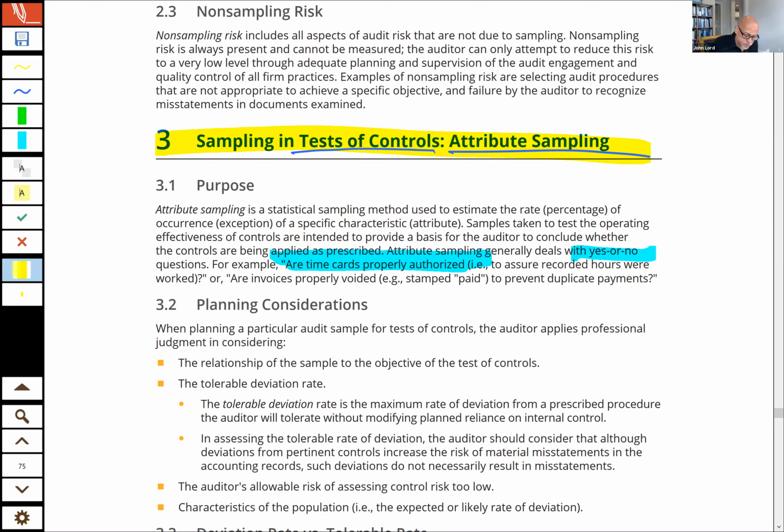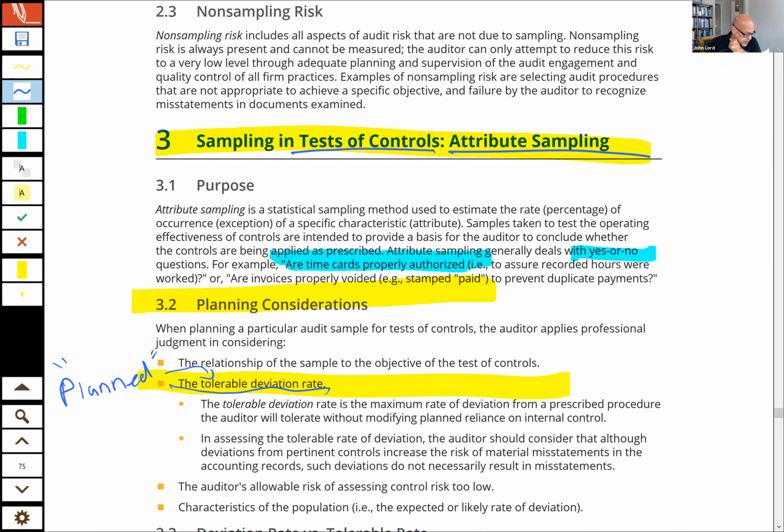Now, they start talking about planning considerations, okay? And we have something called tolerable deviation rate. Now, what I want you to put here is this is a planned deviation rate. We call it planned here together for our discussion. The exam terminology calls it tolerable deviation rate, but it is a planned deviation rate, okay?